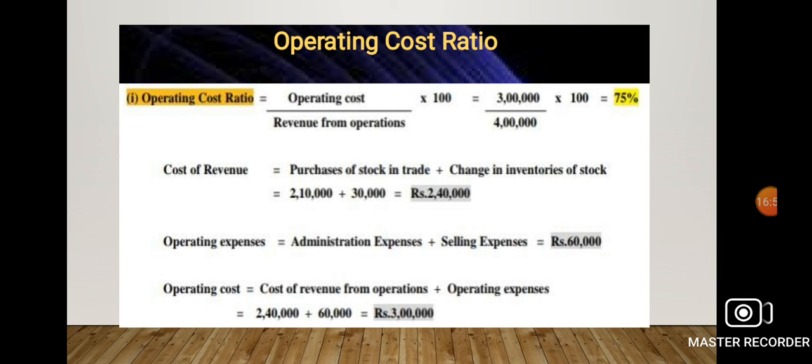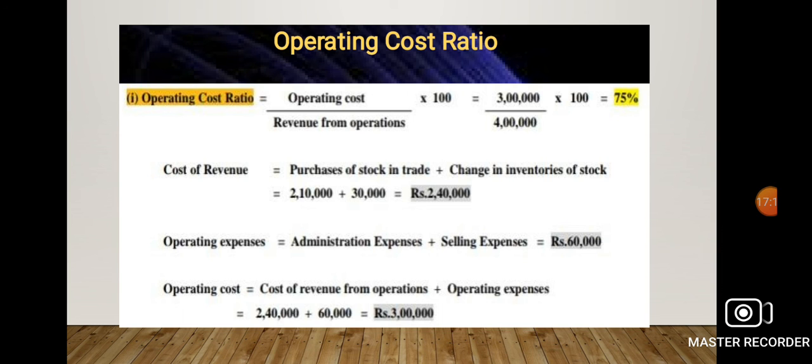Therefore operating cost ratio: operating cost divided by revenue from operations into 100. Operating cost 3 lakh divided by revenue from operations 4 lakh into 100, we get 75%. 75% is the operating cost ratio.